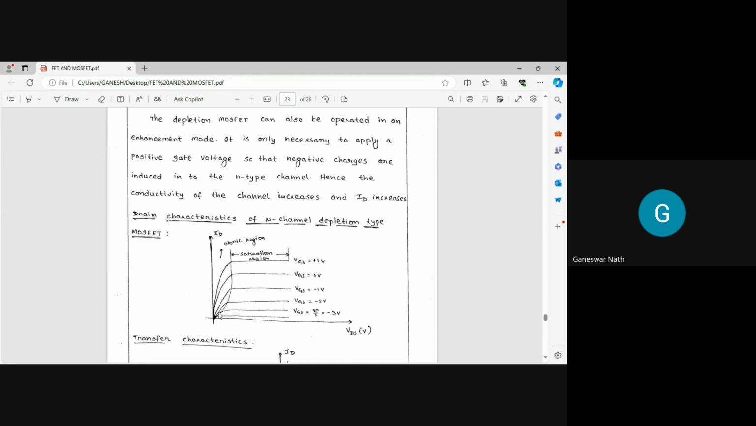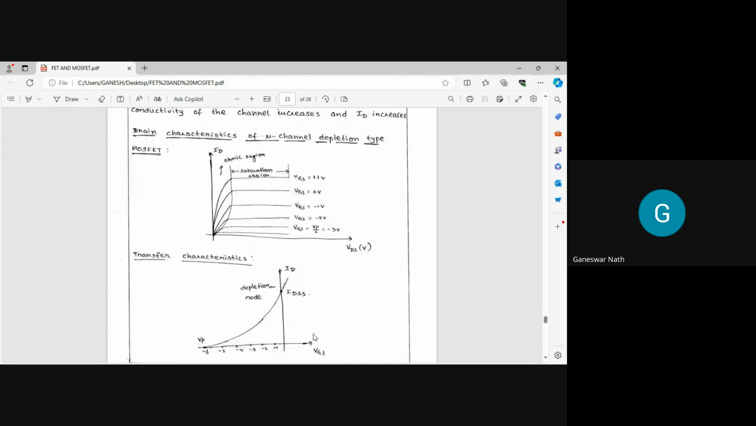This is the nature of the current in the ohmic region, and this is the saturation current, and you can find this ohmic current goes on increasing with a positive slope.